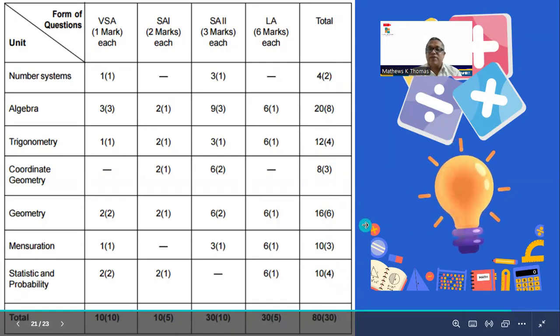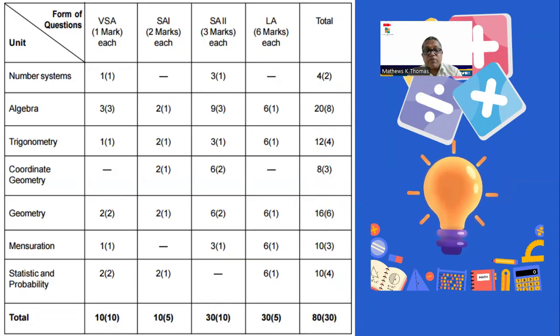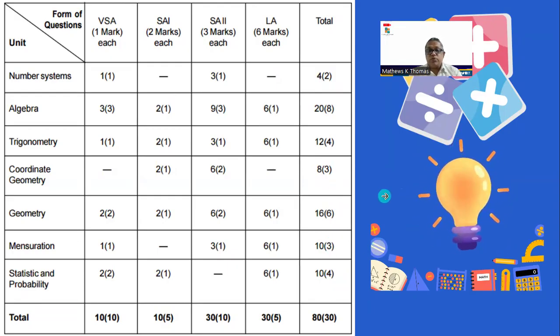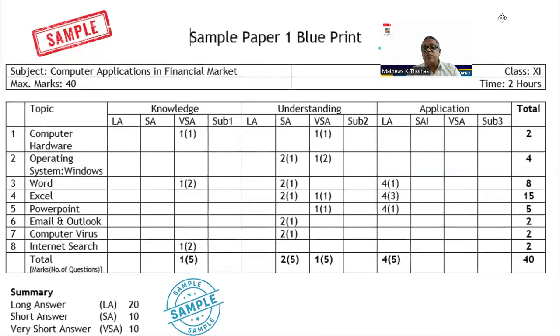So this is just an example to show you how a blueprint is made based on the chapters, number of questions, and the total marks from each chapter or each topic, right? I hope you will be able to make a blueprint like this before you actually make the question paper. Another one I will show you. This is a sample blueprint of a paper.